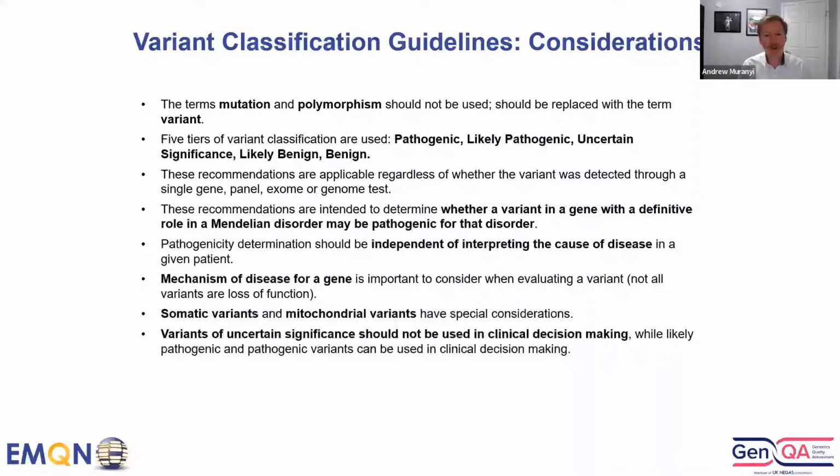One point I did not mention here is that these guidelines work best for highly penetrant disorders. When the penetrance decreases, a lot of the evidence you're evaluating for variant classification becomes a lot more tricky to interpret.